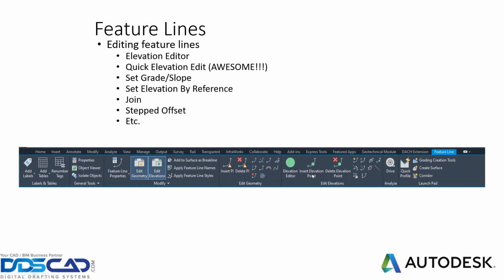Editing feature lines is a really easy functionality. You select the feature line first, and then the ribbon updates with all the tools that would be available to you. I'll demonstrate that when we go over some of the examples here. One of my favorite tools, as you can see here, I say awesome, is this quick elevation tool. You will find it's one of the best tools ever. You can quickly edit something, like a point, or edit a grade between 2 points. It's a really nice functionality of feature lines.